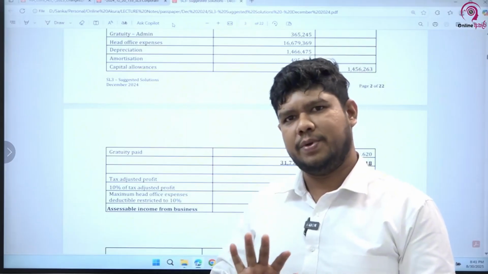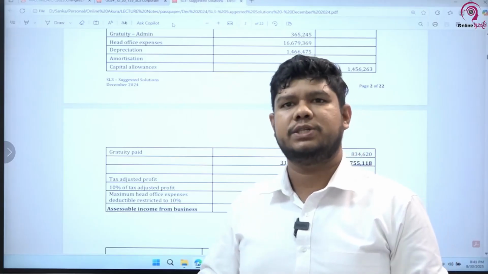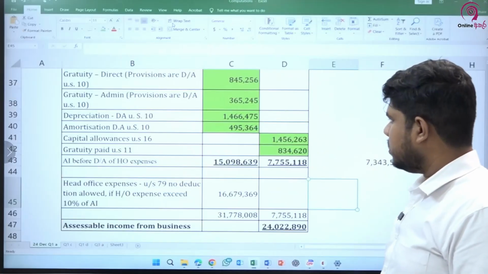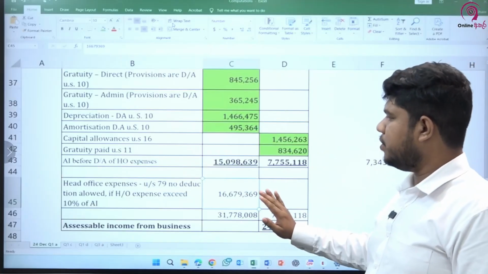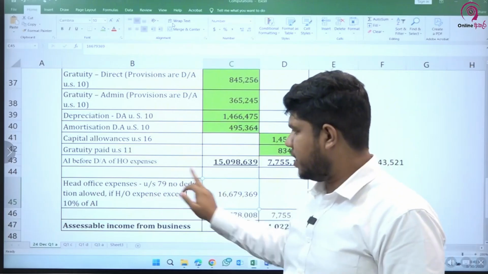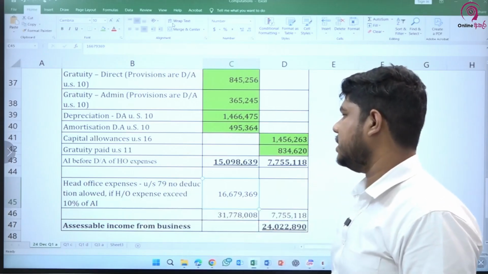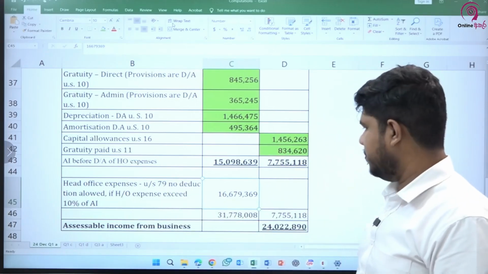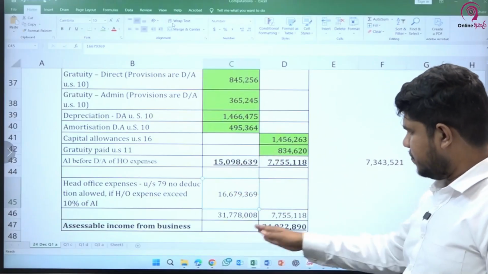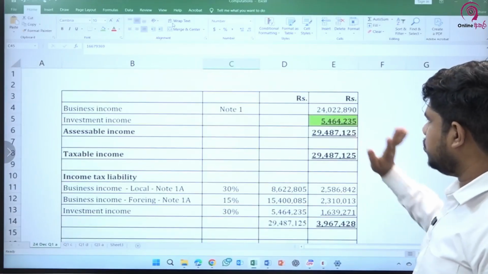That is not at your level, right? It requires comprehensive research on this subject. So this is correct. Don't be afraid of doing things that are mentioned in the Act. You have to mention under what section you are doing it. Under the section, no deduction is allowed if head office expense exceeds 10%. So you disallow in full. Then you take the assessable income, students. You take 15 plus 16, 31 minus the column, then 24, right? So assessable income is 24.